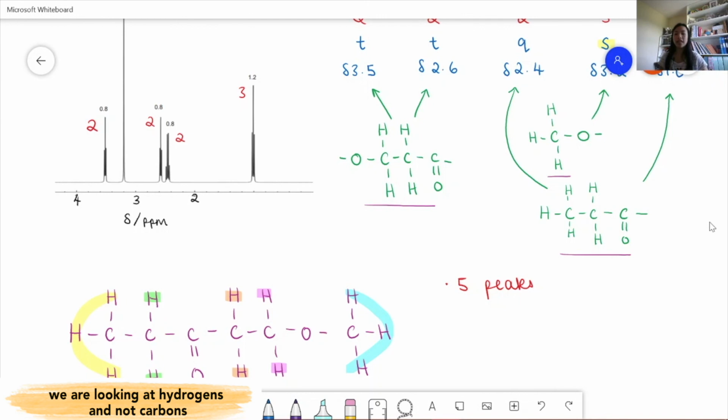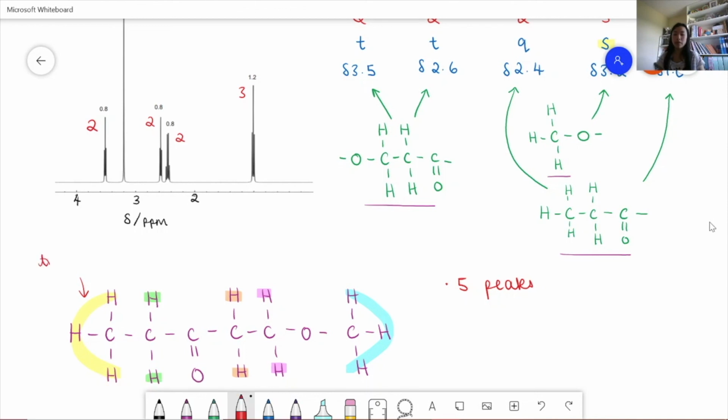And now looking at these yellow carbons, they would produce a triplet peak, because we have 2 hydrogens on the carbon adjacent. And so then looking at the data booklet values, this would correspond to a ppm value of 0.7 to 1.2.